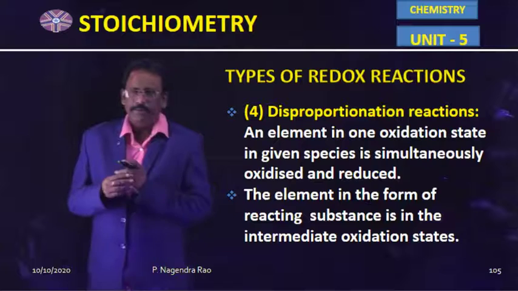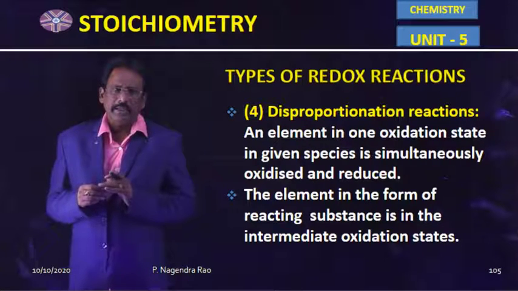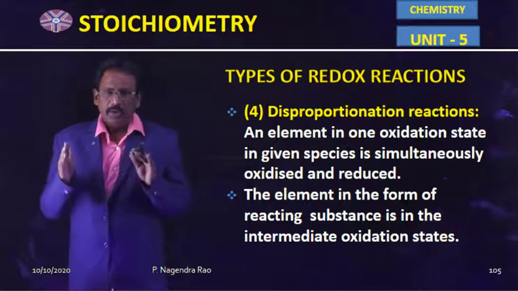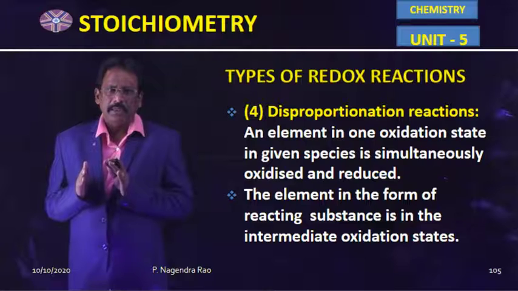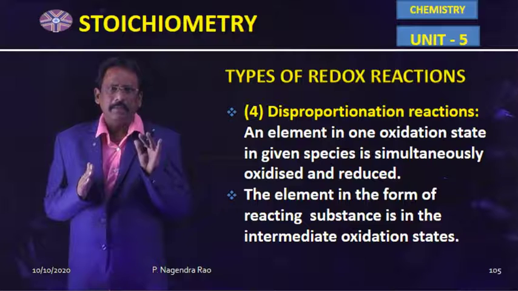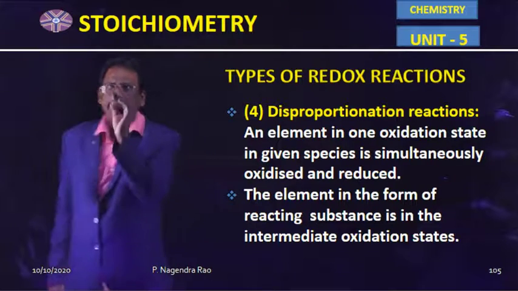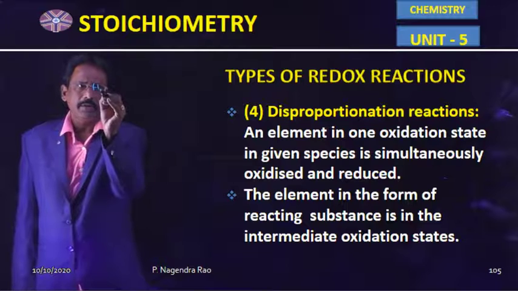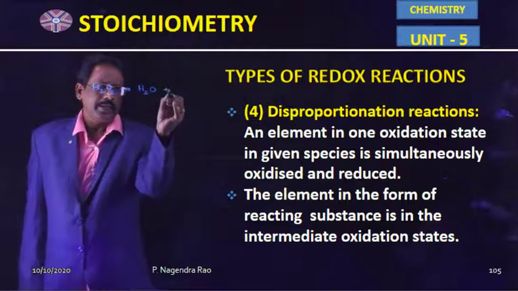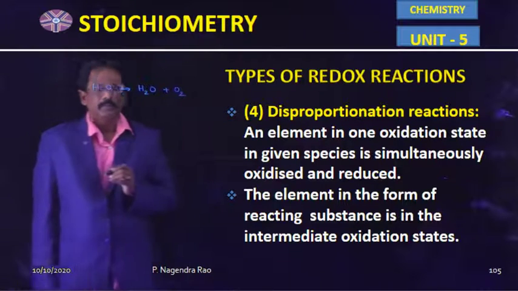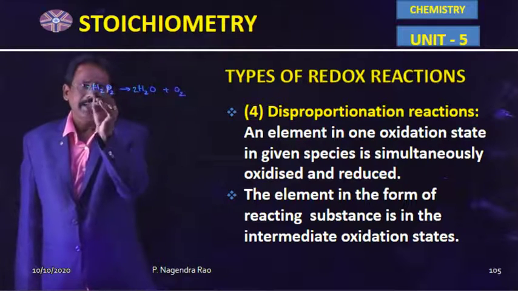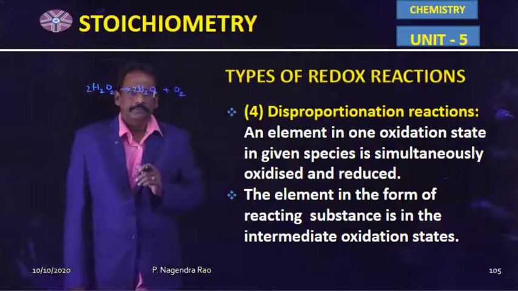And the next type of redox reaction is disproportionation reaction. In this reaction, only one of the reacting substances is involved in both an oxidation and reduction reaction simultaneously. For example, hydrogen peroxide decomposes into H2O and O2. Now this is the final balanced reaction.